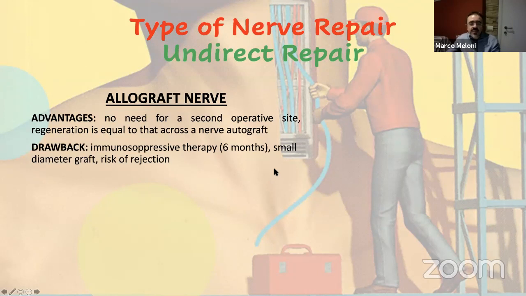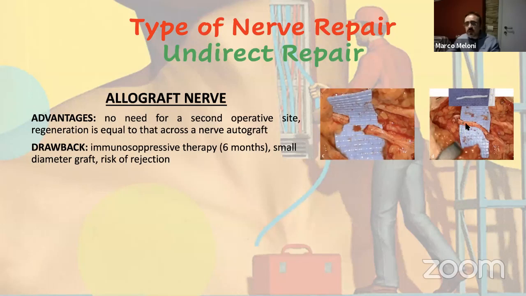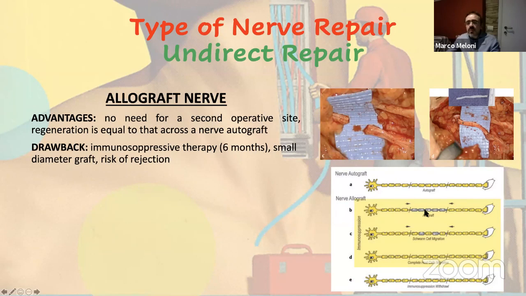And so that's the reason that allograft nerve doesn't have great success, or no more success than the autograft nerve. This is an example of autograft nerve. And this is what happened when we put in an allograft nerve: the allograft nerve gives a direction to the Schwann cells to migrate and to recreate this connection. So when the Schwann cells are able to recreate the whole gap, the immunosuppressive therapy can be withdrawn, and so that's the only reason to prefer the autograft over the allograft.